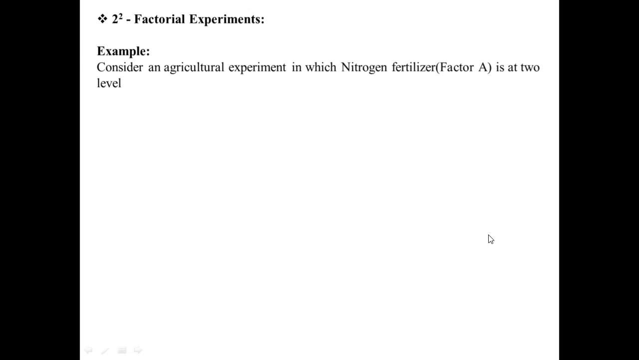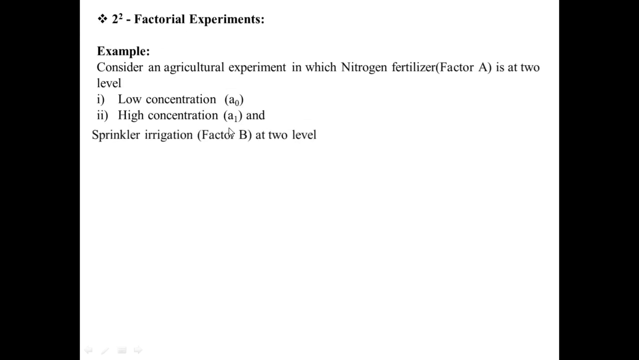Consider an agricultural experiment in which nitrogen fertilizer, our first factor, is at 2 levels. What is the first level of nitrogen fertilizer? Low concentration. For factor A, nitrogen fertilizer, we consider this factor at 2 levels: one is low concentration and the other is high concentration. For factor A, low concentration is denoted by A0 and high concentration is denoted by A1.